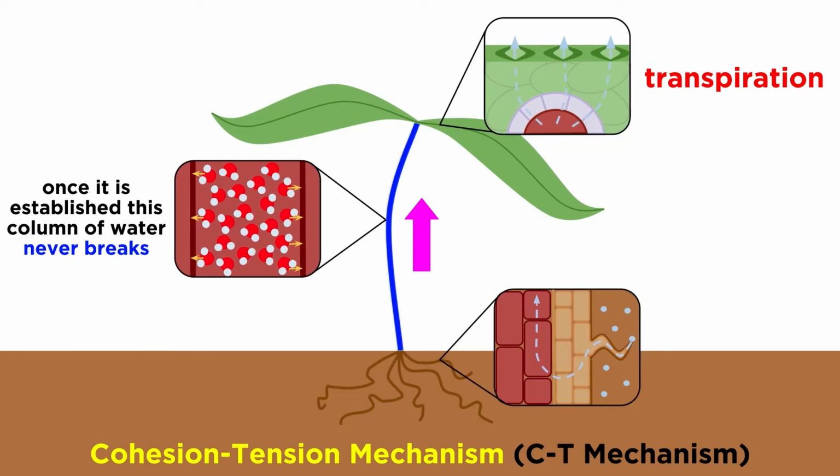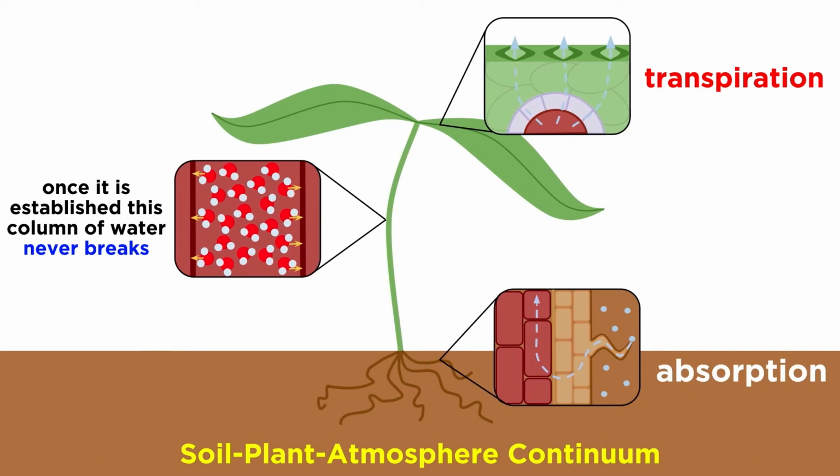This process, which is responsible for the tension part of the CT mechanism, is known as transpiration, and it occurs when water evaporates from a plant's leaves into the air. So the mechanism of transpiration and the resulting surface tension at the stomatal openings pulls water molecules upwards to replace those lost by evaporation. This force is transferred through the plant's water columns down to its roots, where it causes more water to be pulled in from the soil. This continuous water transportation pathway is known as the soil-plant atmosphere continuum.